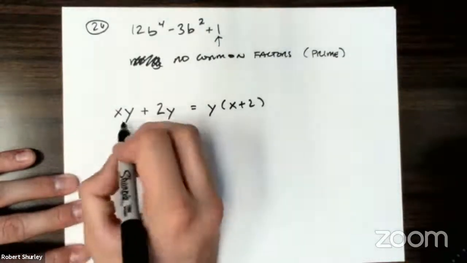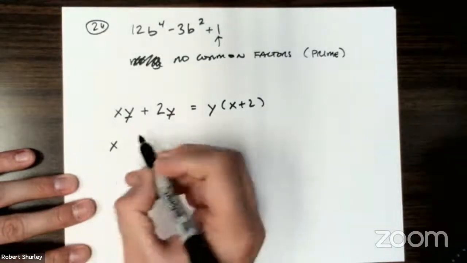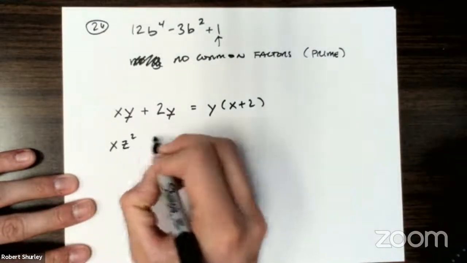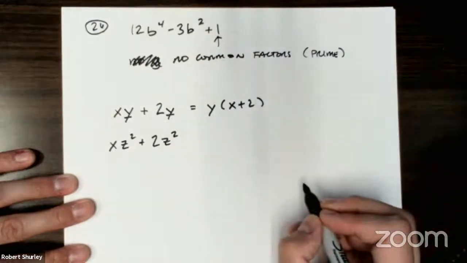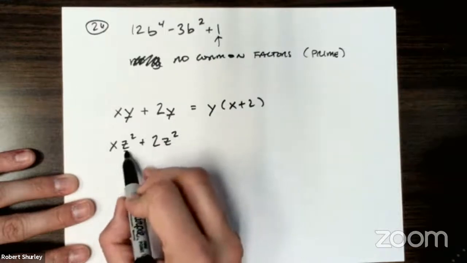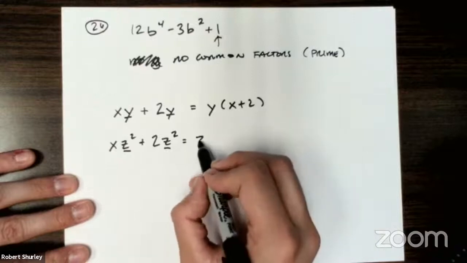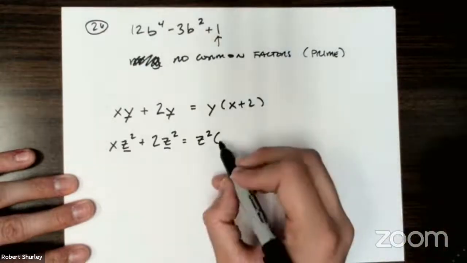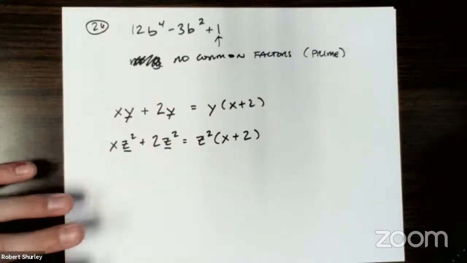Okay, because y is divisible into both of these, right? So let's look at another one. Let's say I had like xz squared plus 2z squared. Well, you'd say, hey, Mr. Shirley, you just replaced the y with z squared. And I'm going to say, yeah, you're right, because this is leading to an important concept. So we factor out the z squared, and we're left with x plus 2, right?